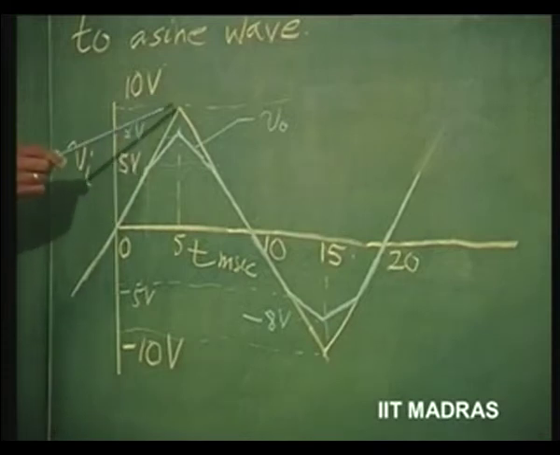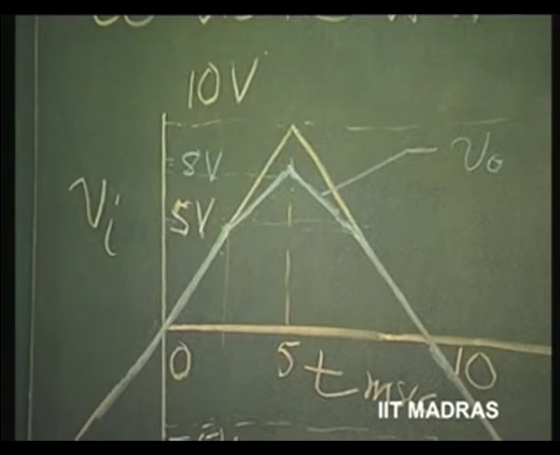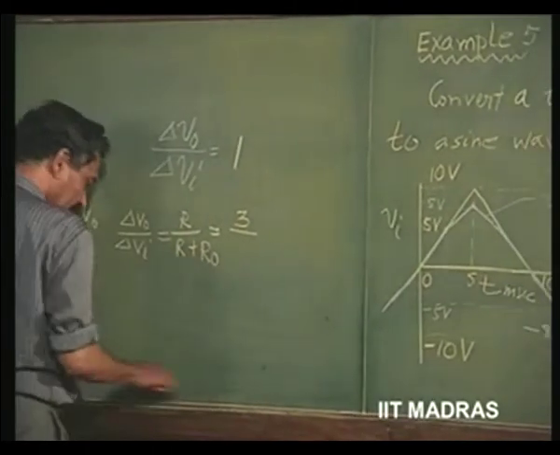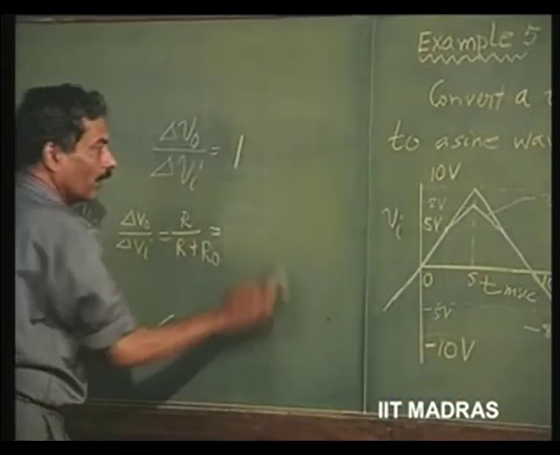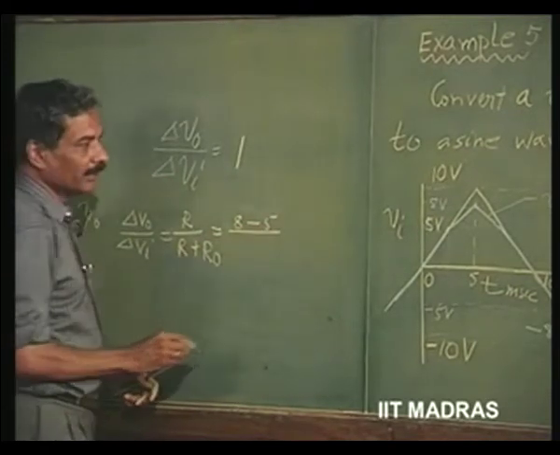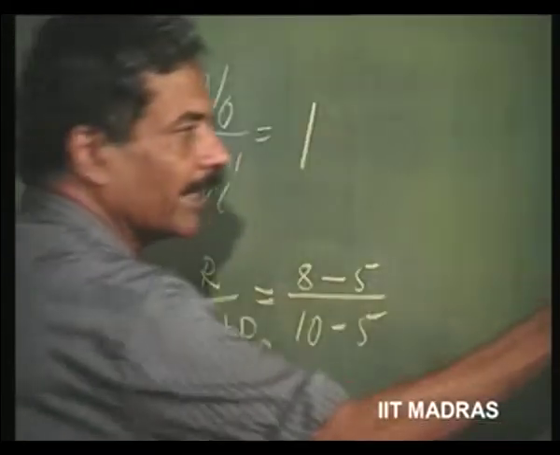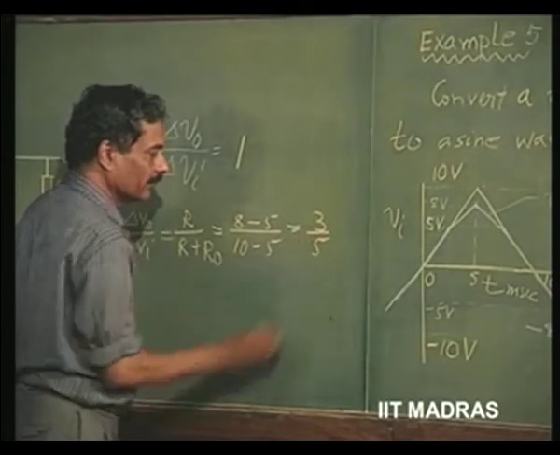There is a change in voltage of 5 volts to 10 volts in this region, and output changes only from 5 volts to 8 volts. So, output has changed by only 3 volts. Let me clearly mark it so that you know how that 3 volts comes about. Output has changed from 5 volts to 8 volts when the input is changing from 5 volts to 10 volts. So, this is equal to 3 by 5.